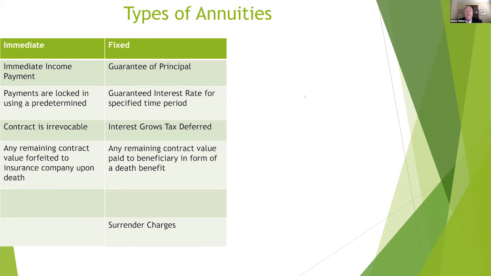A fixed annuity. Principal is guaranteed, first of all. You're paid a set interest rate for a set amount of time. Your interest grows tax deferred. We'll look at that a little bit more in a moment. Any contract value remaining goes to beneficiaries at death. And all annuities other than the immediate have surrender charges. They could be from 2 years to 15 years. Know your contract.